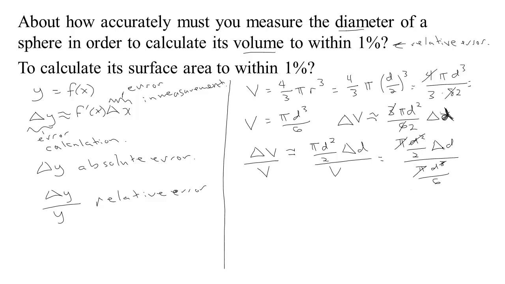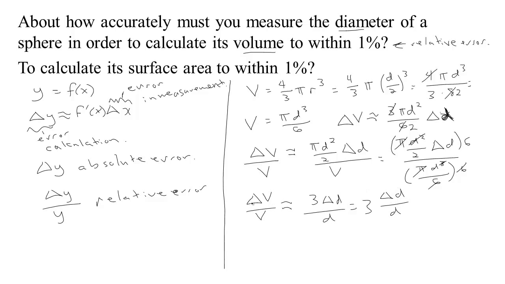I have this tiny fraction with 2 in the denominator. Here's another one with 6 in the denominator. If I multiply top and bottom by 6, those tiny denominators go away, and I find that the relative error in the volume is approximately equal to, 6 divided by 2 is 3, so I get 3 delta d, and the 6's cancel, and there's just 1 d left over. So it's 3 times the relative error in the original measurement.